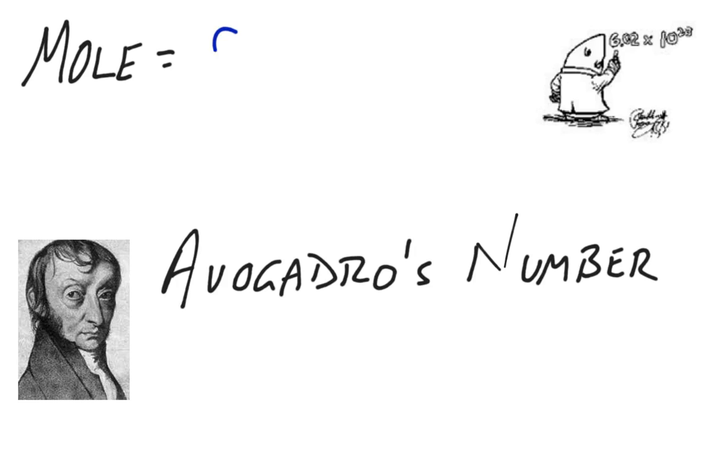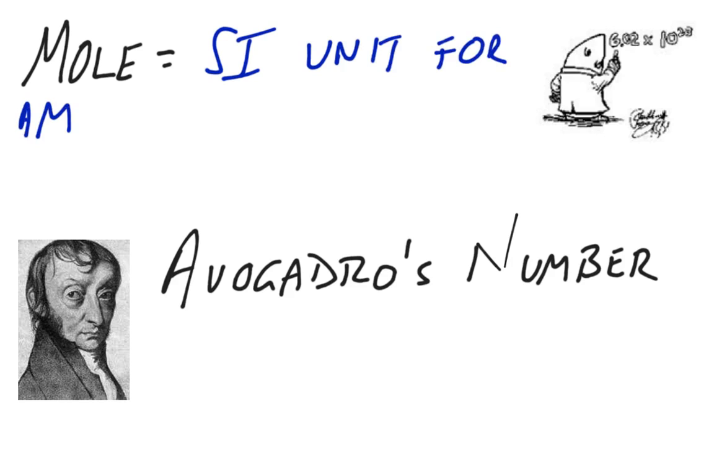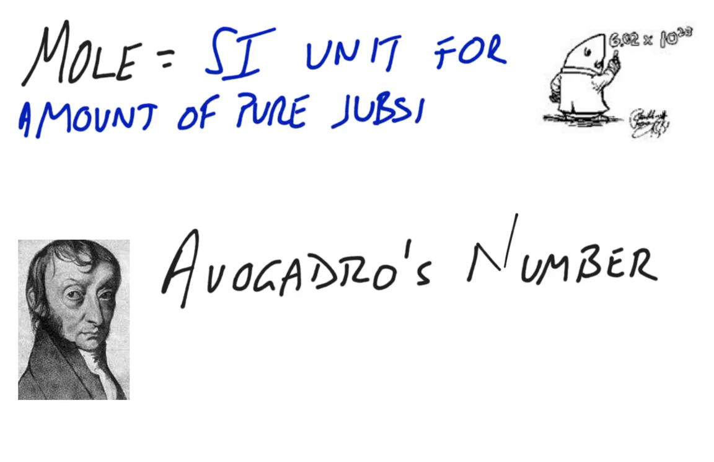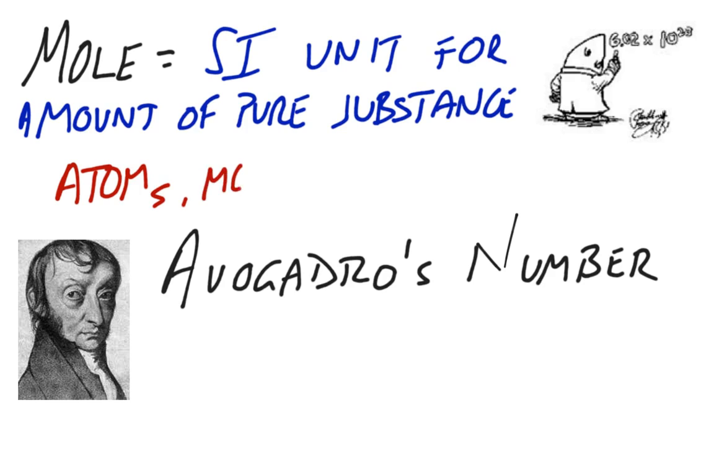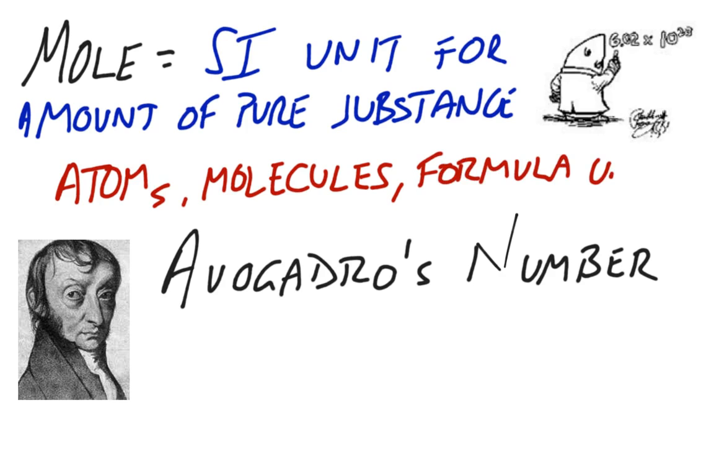It is the SI unit for the amount of pure substance. Now when we're talking about pure substance, we're talking about several different things. Specifically, we're talking about non-mixtures. So different pure substances that come to mind are atoms, those represent elements, molecules, and the never to be abbreviated formula units. These are examples of pure substances.